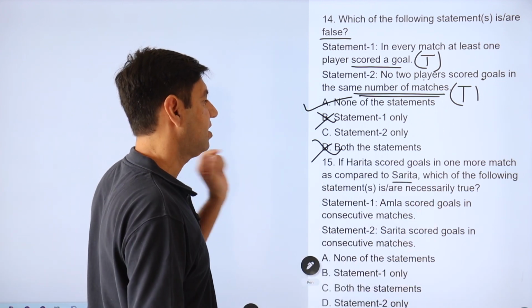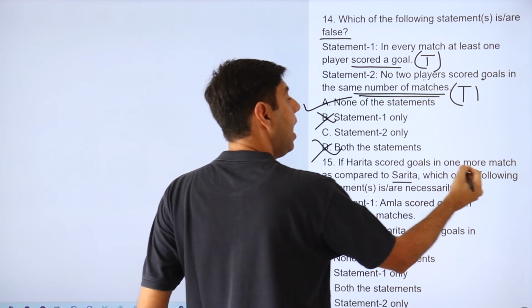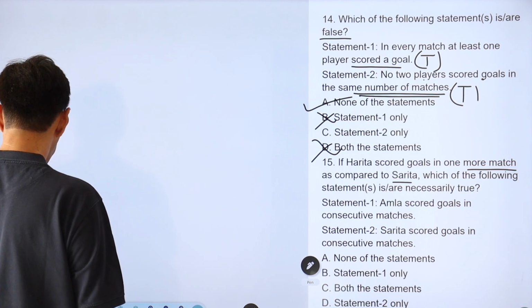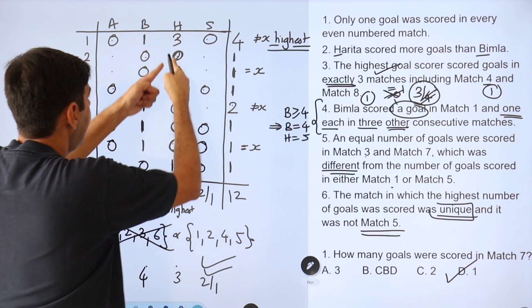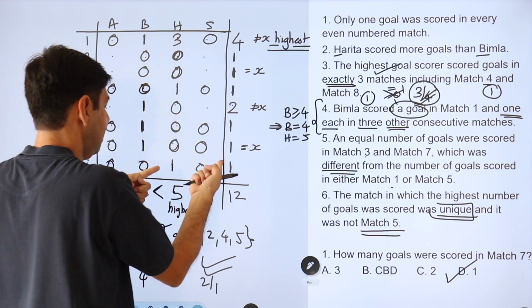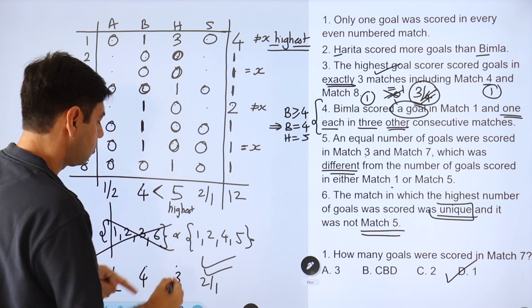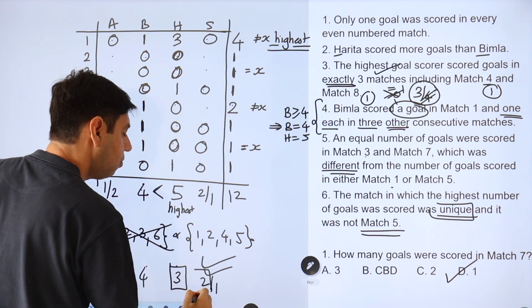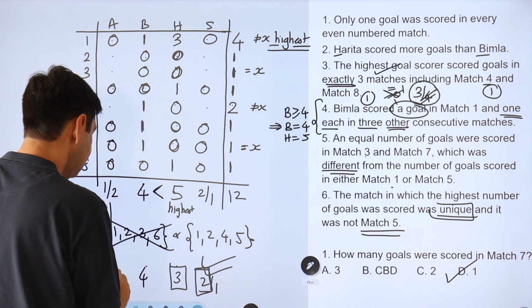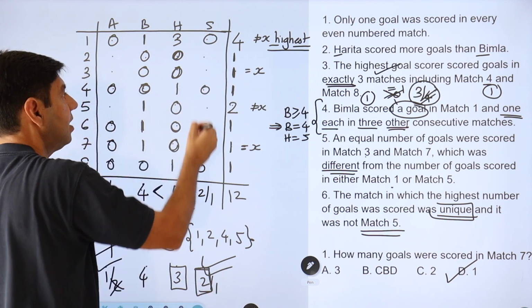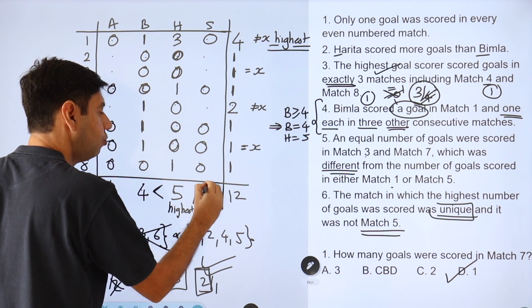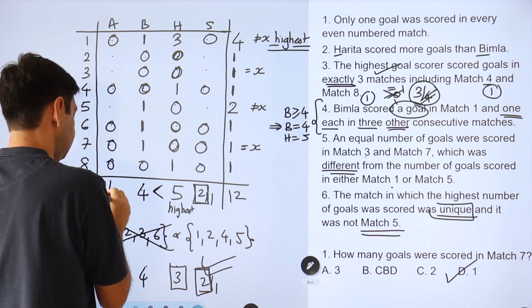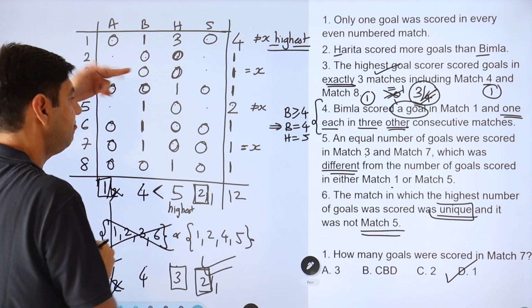Now, if Harita scored goals in 1 more match as compared to Sarita, which of the following statements is necessarily true? So again, Harita has scored in 1 more match compared to Sarita. So if Harita has scored in 3, Sarita will be scoring in 2 matches. So if that is 2, this is going to be 1. So here she'll have 2 goals, because in 2 matches I have to put a 1, and here this will be 1. So this will be 1, which we do not know.